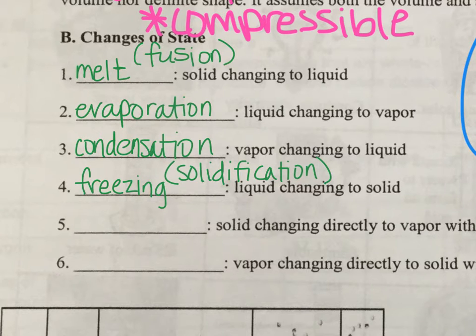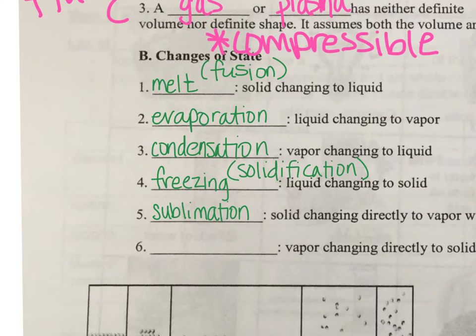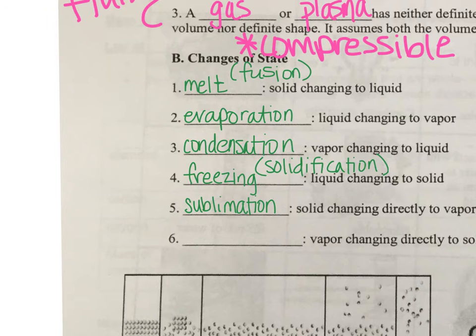Solid changing directly to a vapor. We just did this in the picture. Sublimation, there we go. So this is a new word for you. That is one to study. Great job. Your examples for that: dry ice, which is solid carbon dioxide.